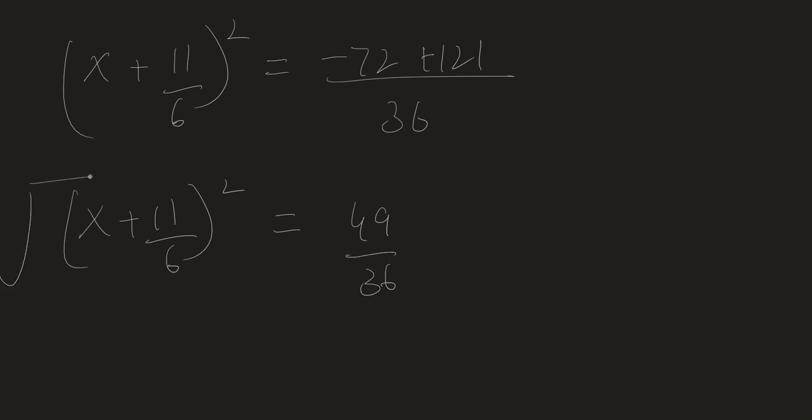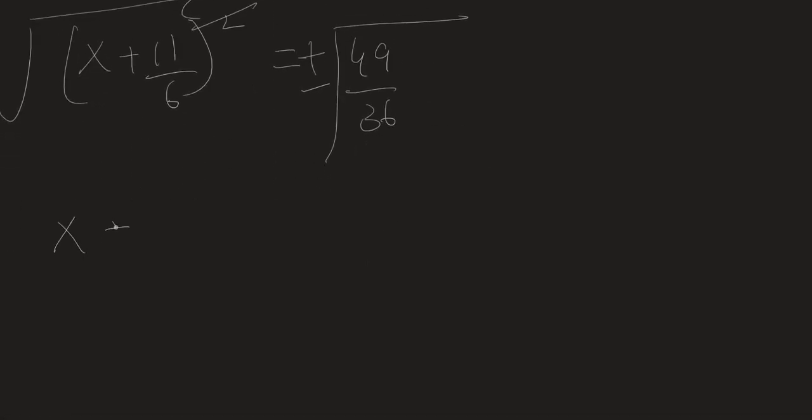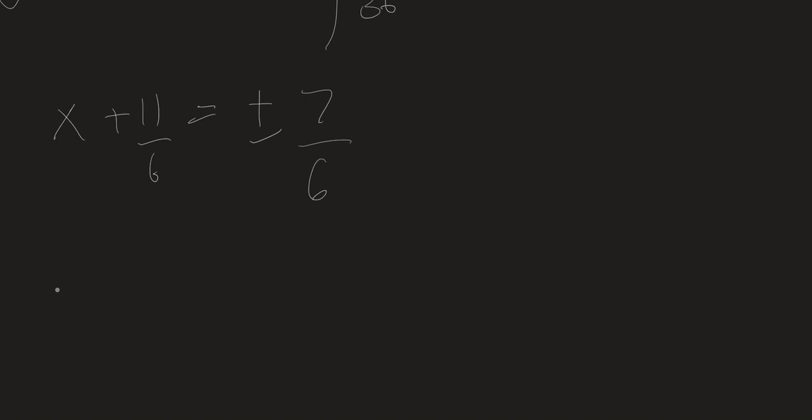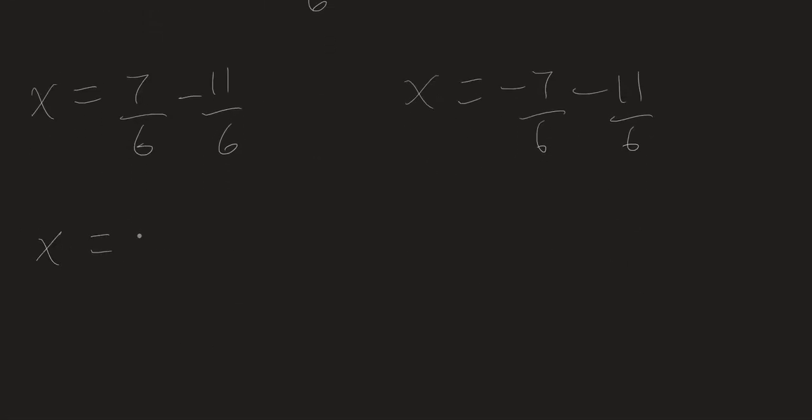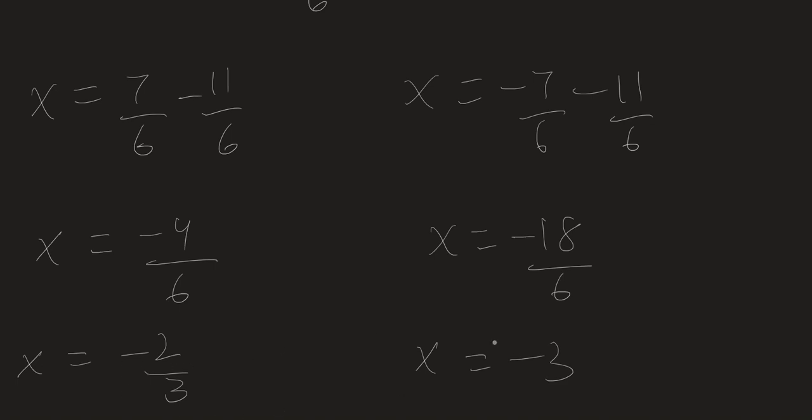We're going to take a square root on both sides. We're going to get x plus 11 over 6 equals plus minus the square root of 49, which is 7, over the square root of 36, which is 6. So we'll get two answers, 7 over 6 minus 11 over 6 and minus 7 over 6 minus 11 over 6. From here we'll get minus 4 over 6, which simplifies to minus 2 over 3. And from here we get minus 18 over 6, which simplifies into minus 3. Minus 2 over 3 and minus 3 are the answers for the quadratic equation.